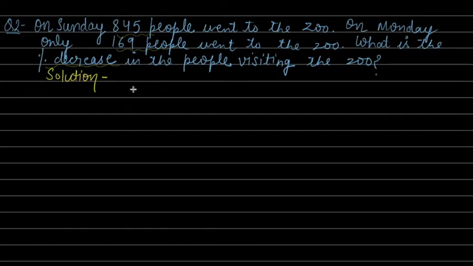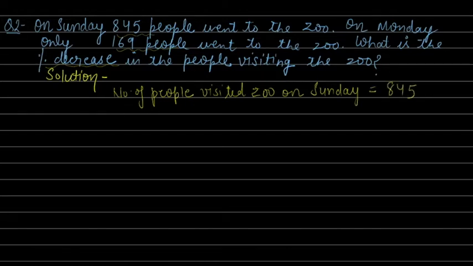So first we will write the statement: number of people who visited the zoo on Sunday is 845. Then number of people who visited the zoo on Monday has been reduced drastically to 169. You have to calculate the percentage decrease. If you remember, in my introduction video, we have written these formulas. So what is percentage decrease?